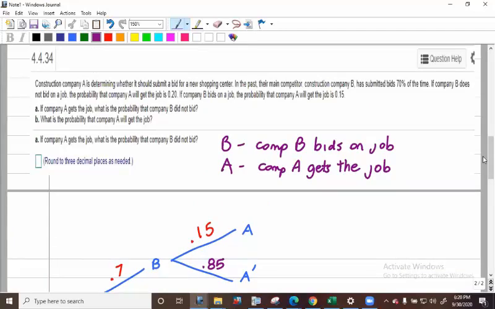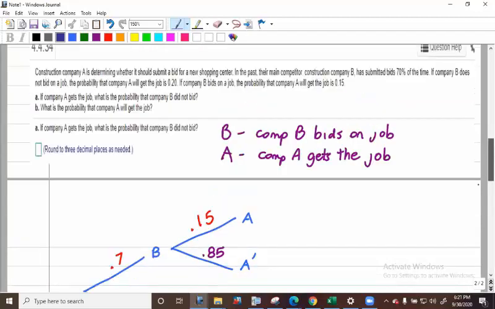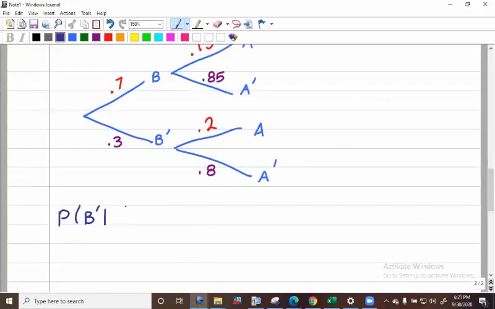If company A gets the job, what's the probability that company B did not bid? Did not bid. So that is going to look like this: P of B prime, let me just double check that, not bid given that A got the job. So once again, you see how these questions are always the first one in terms of the second one? That's why you have to use the Bayes formula.